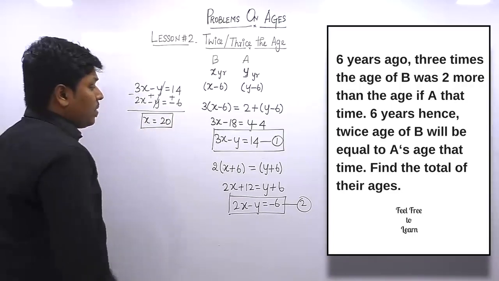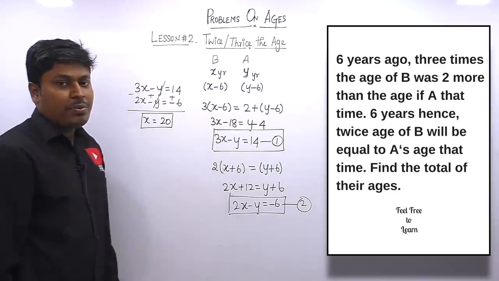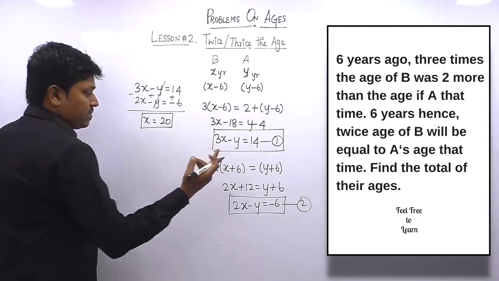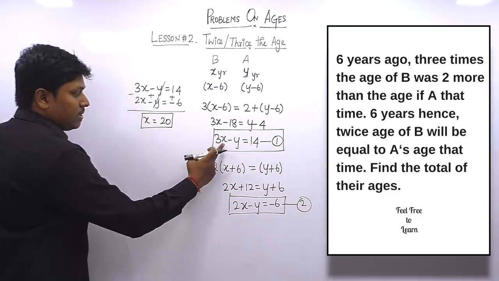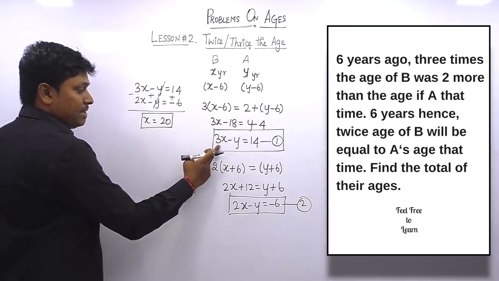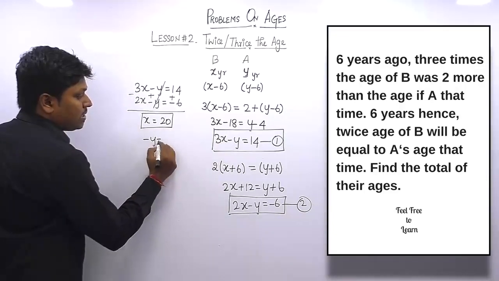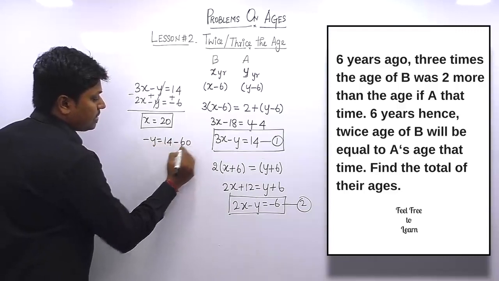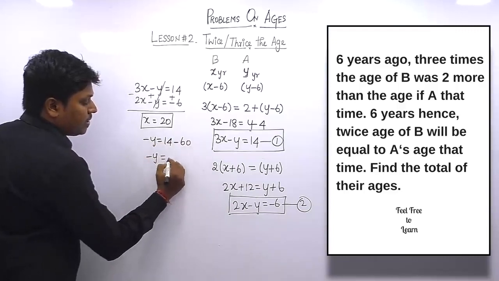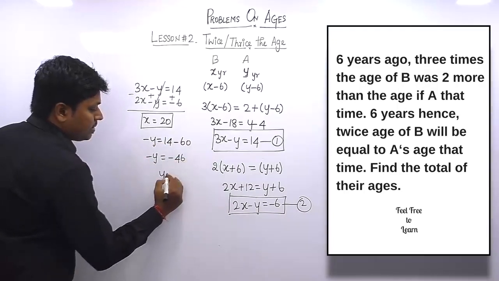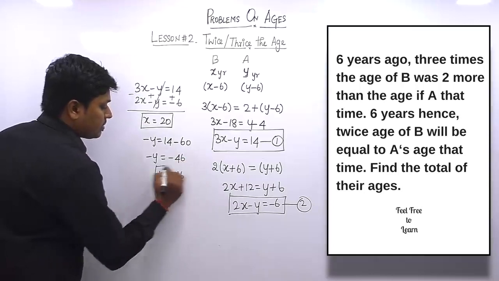So substitute the value of x in any one of these equations to find the value of y. We can substitute x is equal to 20 here. So 20 into 3 will be 60. So minus y is equal to 14 minus 60. So minus y is equal to minus 46. So y is equal to 46.